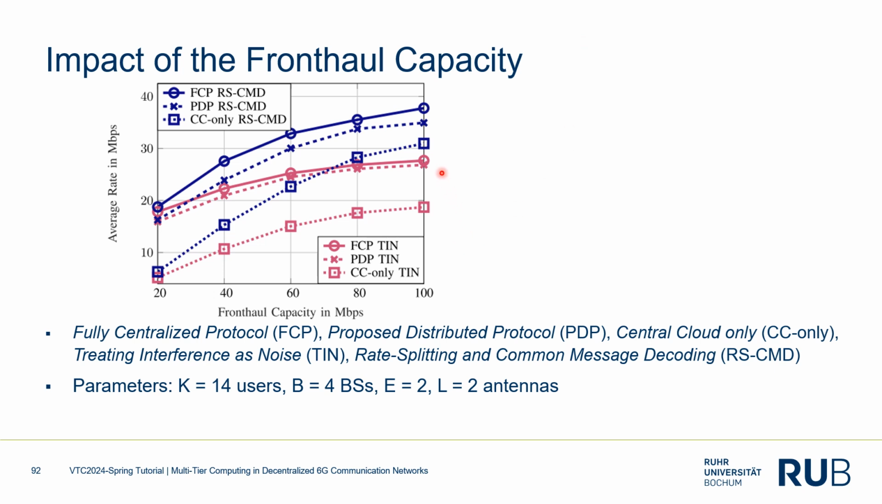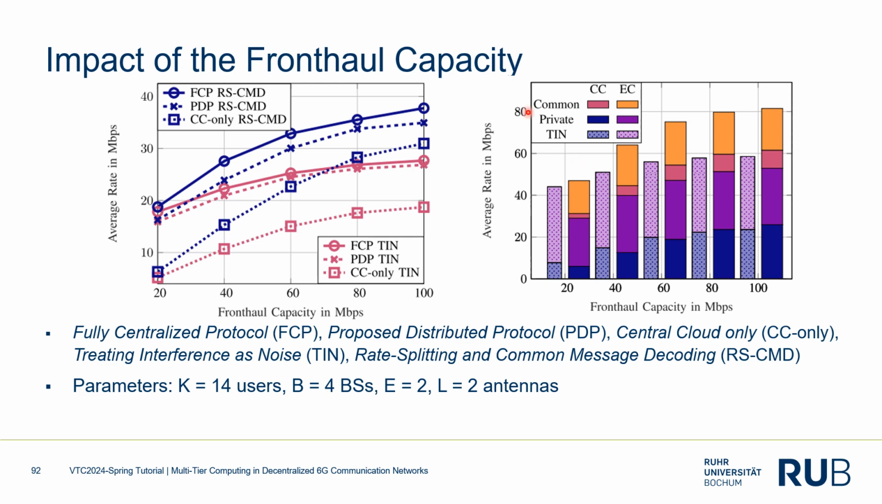What we further see is that we can compare the schemes without mobile edge computing. So we can compare our proposed scheme to the CC-only scheme. It's obvious that the joint central cloud and edge cloud setup yields enhanced rates. However, at the higher values of the fronthaul capacity, the CC-only RSCMD performs very close to both RSCMD schemes, and this is reasonable in view of the strong impact of the central cloud at high fronthaul capacities.